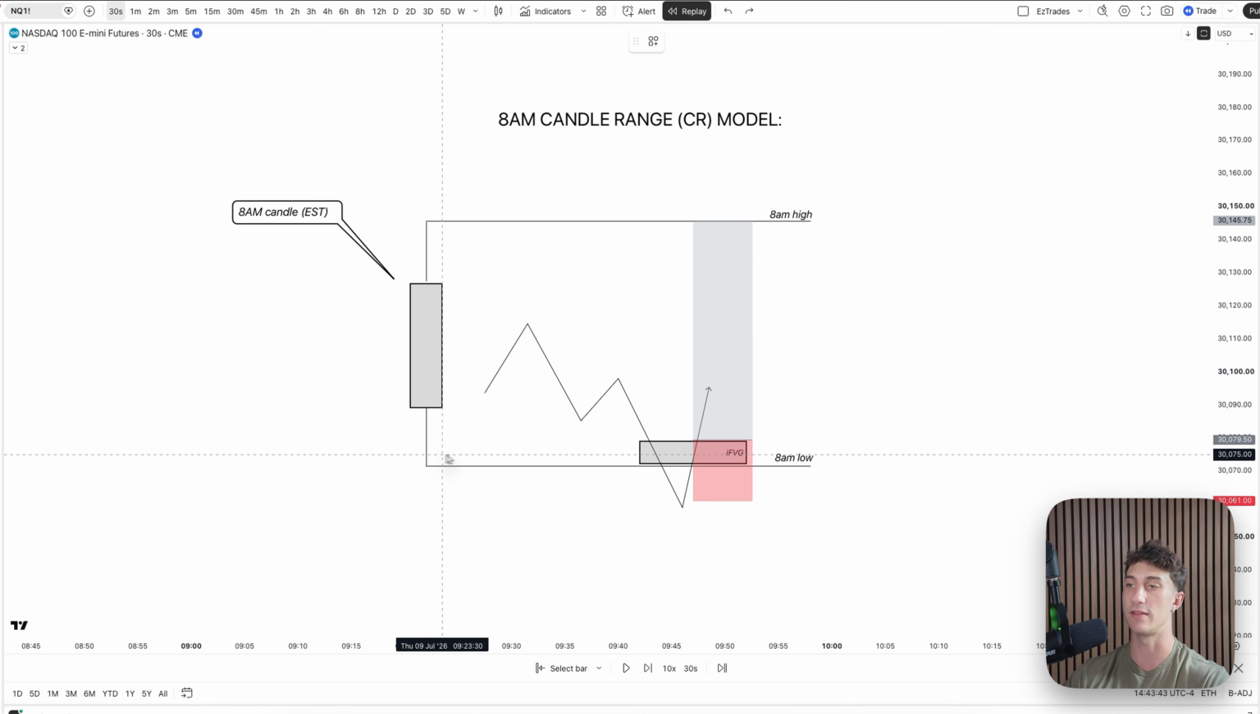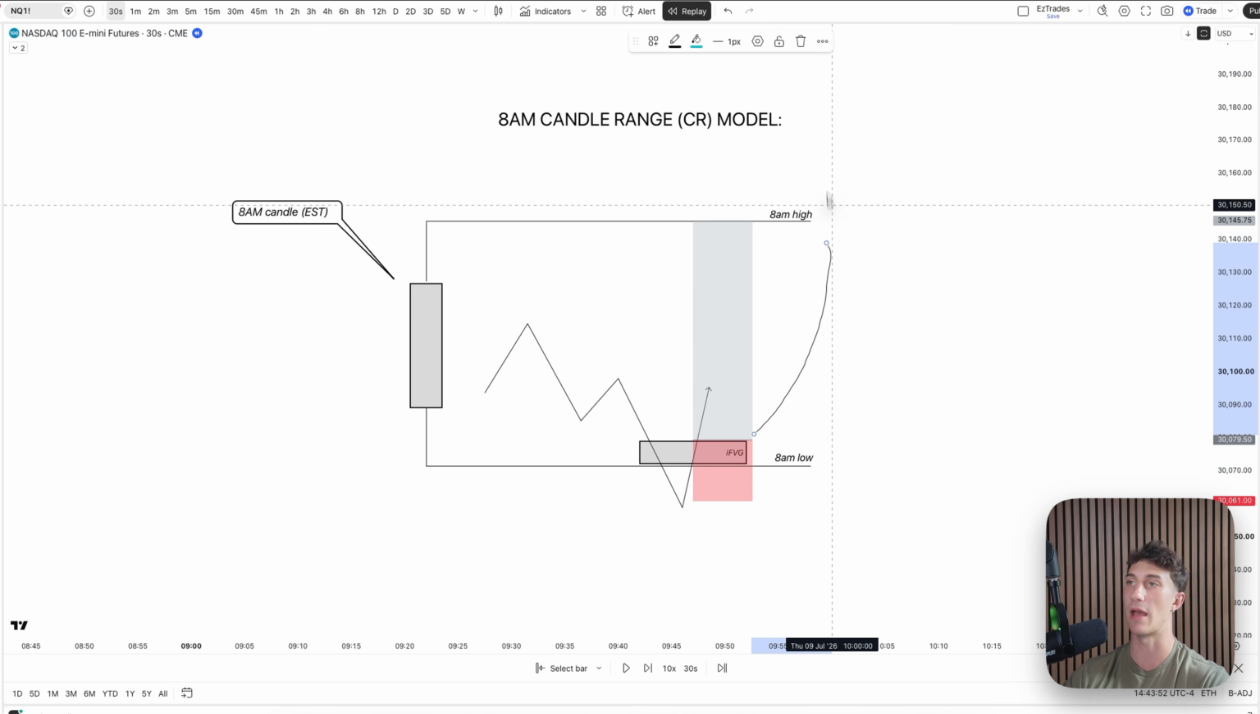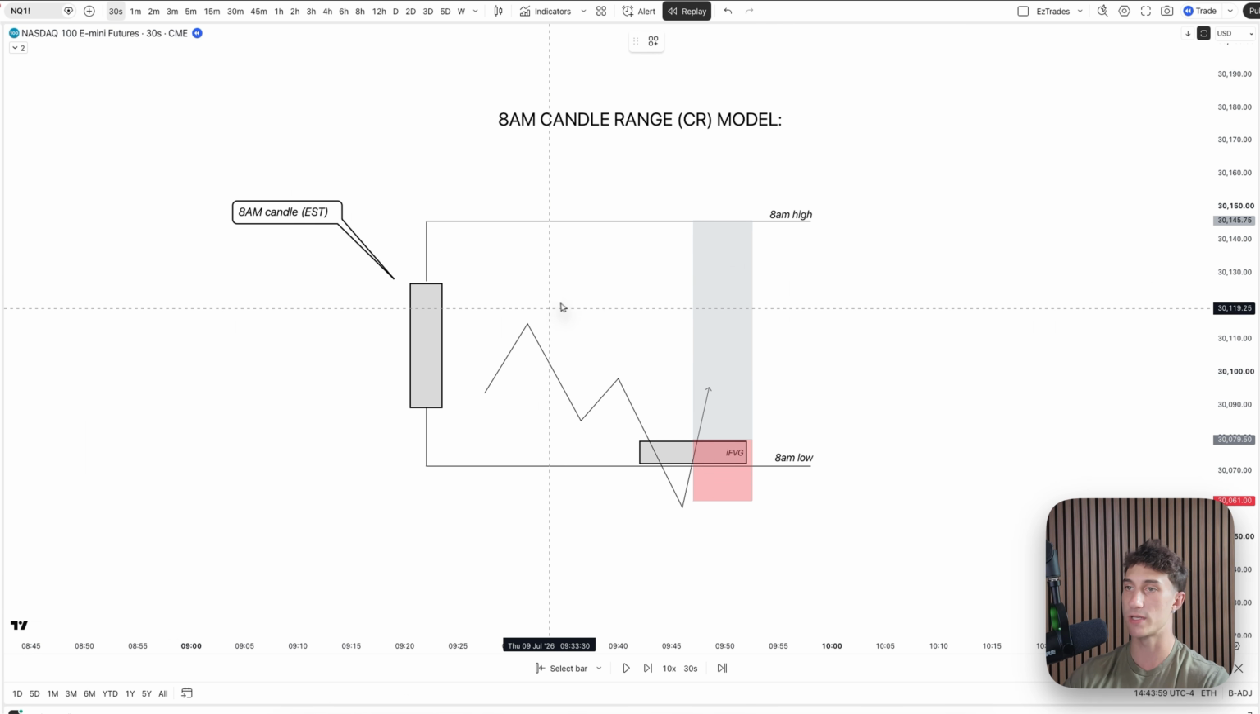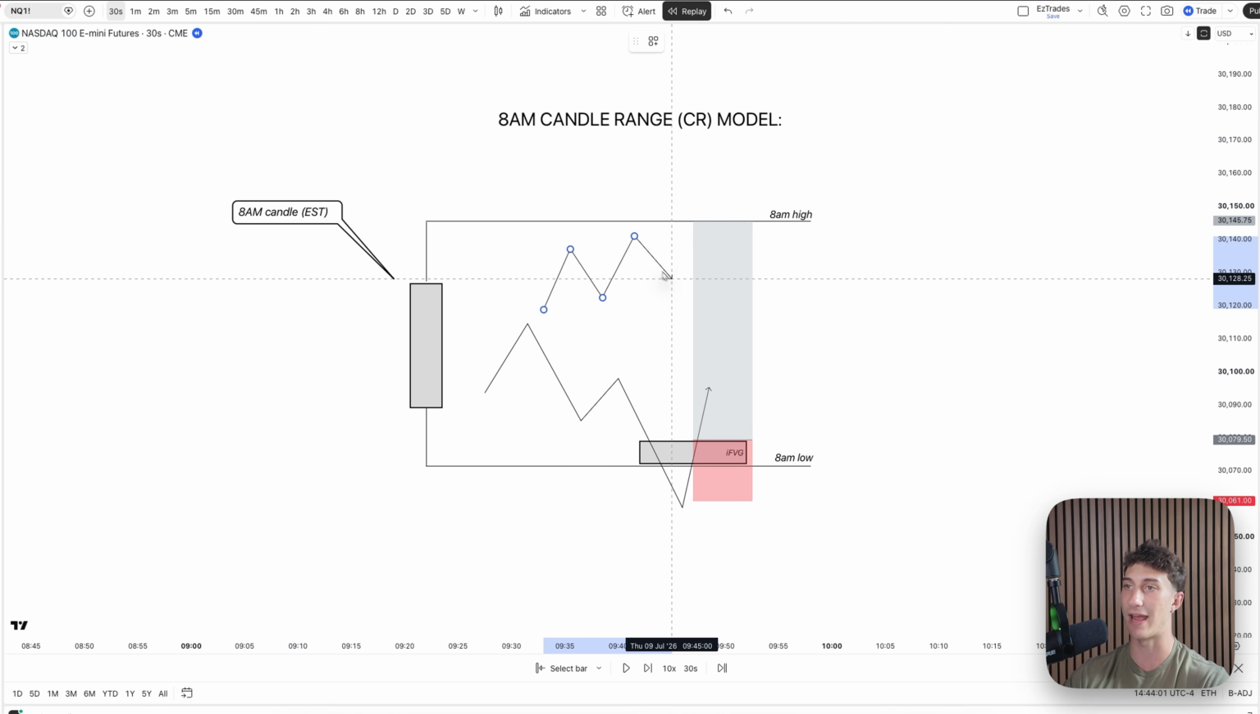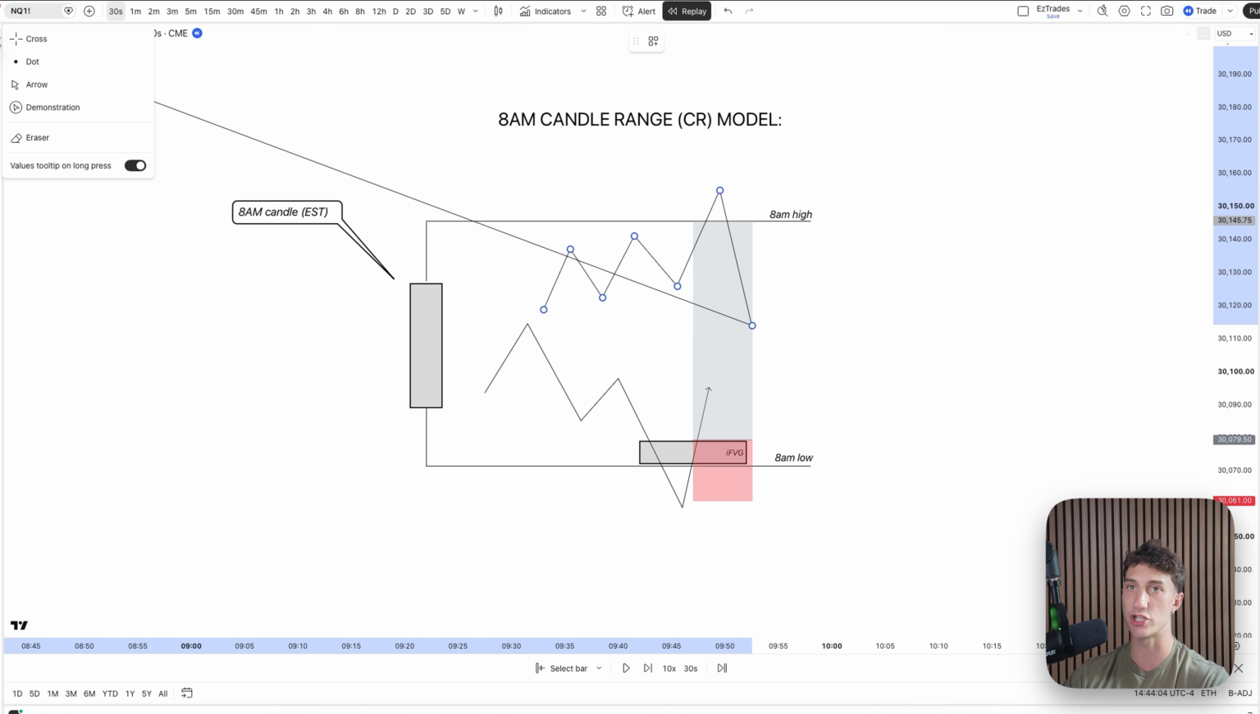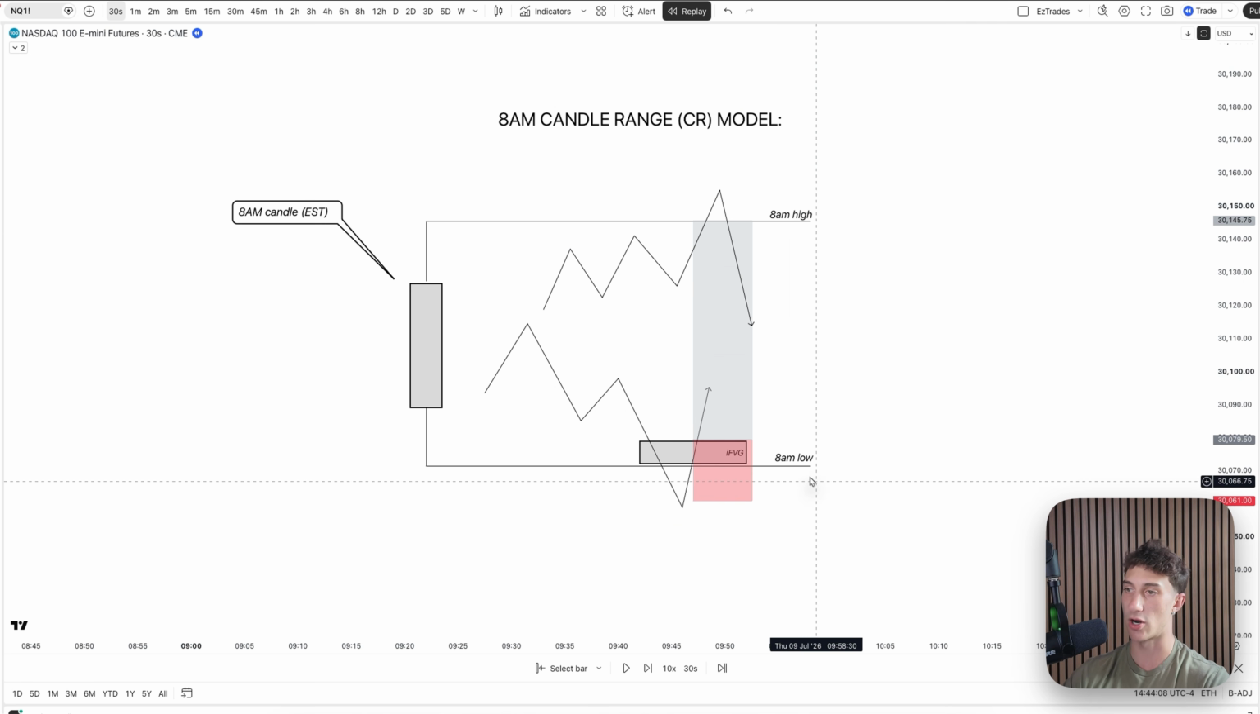For example, let's say the 8 a.m. low gets swept first, and you would look for a V-shape iFVG as an entry trigger targeting the 8 a.m. high. The opposite would be true for a short position, so you'd want to see price take out that 8 a.m. high first into a V-shaped inversion, and then look to take a short targeting the 8 a.m. low.